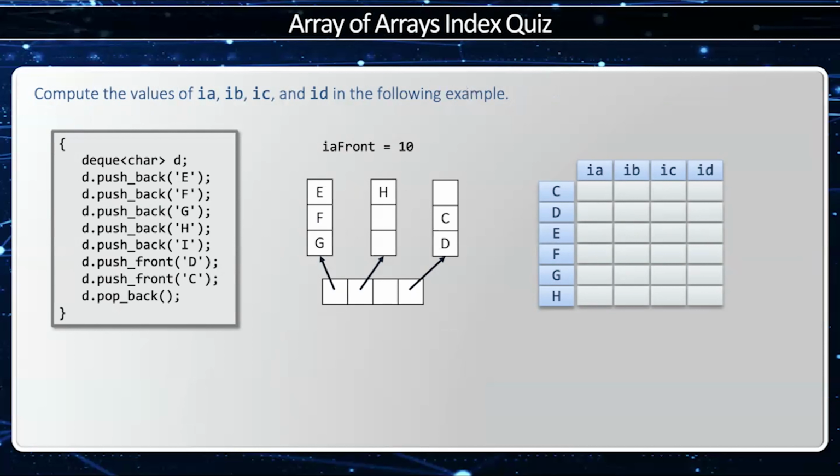Pause the video and see if you can fill in this table for the corresponding array, block, cell, and Deque indices for the values C, D, E, F, G, and H.